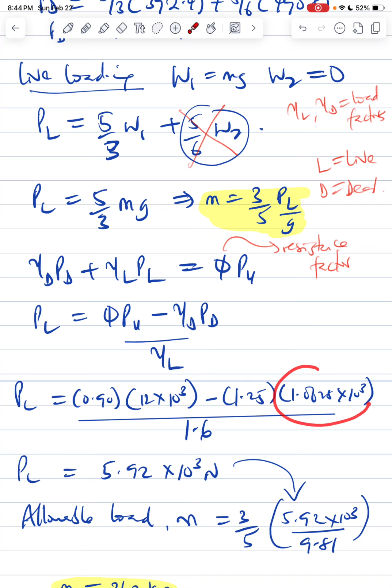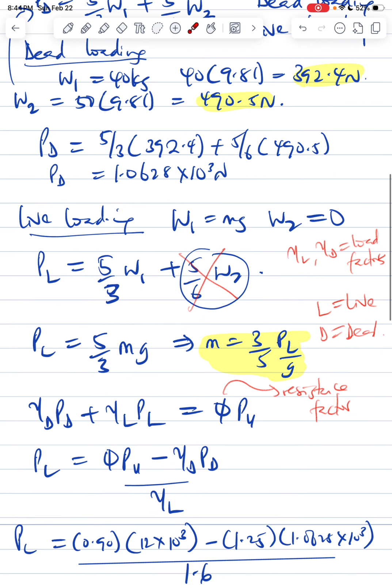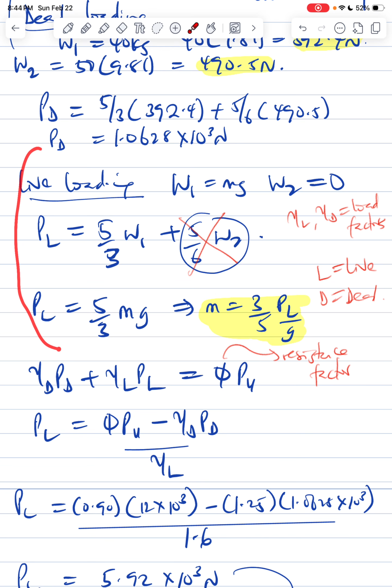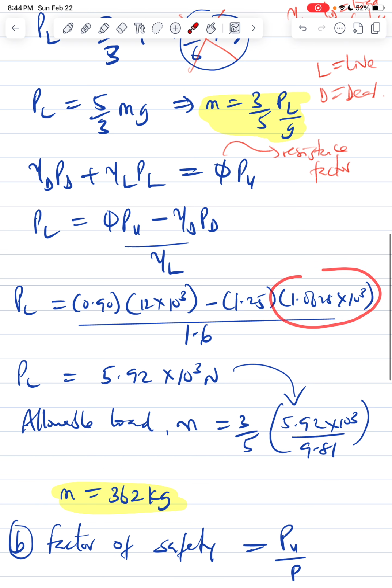PD is from here. We had calculated the dead load there, so we're using that here, divided by 1.6, which is this one. So here we get the live load, which is 5.2 times 10 raised to the power 3.